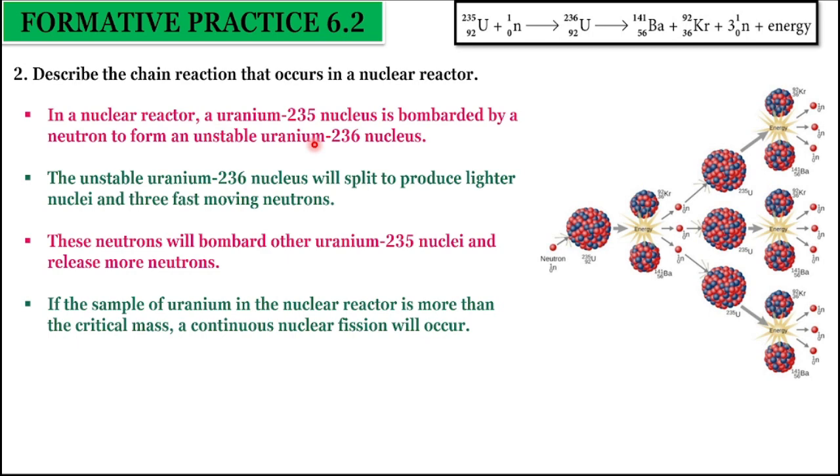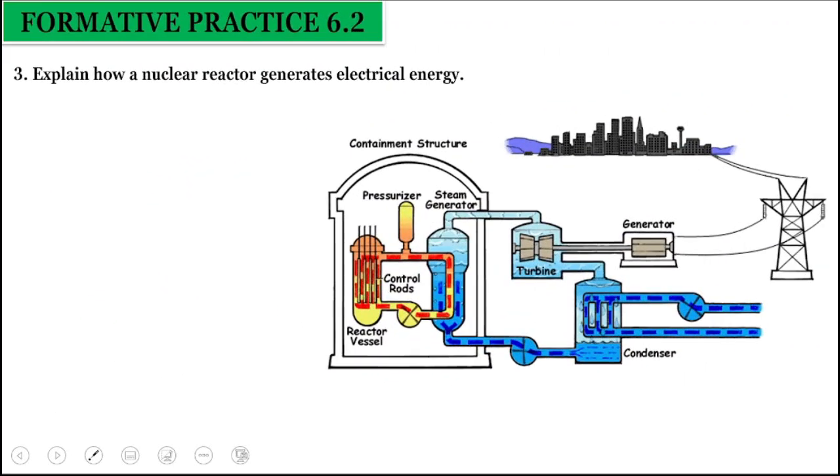Okay. And if the sample of uranium in the nuclear reactor, selalunya mesti lebih lah, is more than the critical mass, the minimum mass so that chain reaction occurs, continuous nuclear fission will occur. Then this continuous fission reaction is known as chain reaction. Alright, so ada 4 point tu, kamu tengok macam tu hafal one by one. Alright, next question number 3.